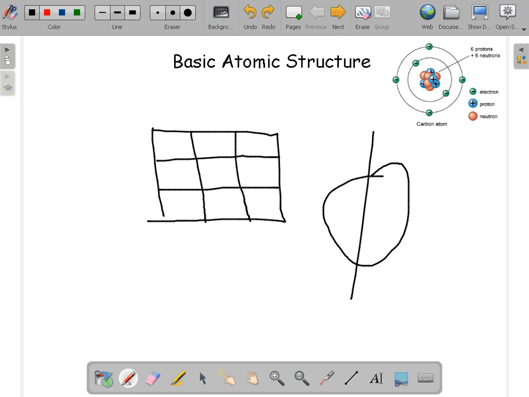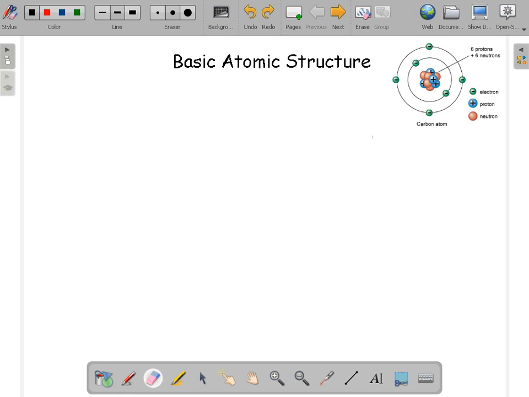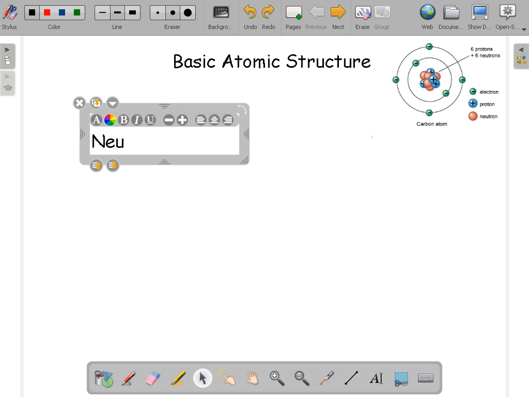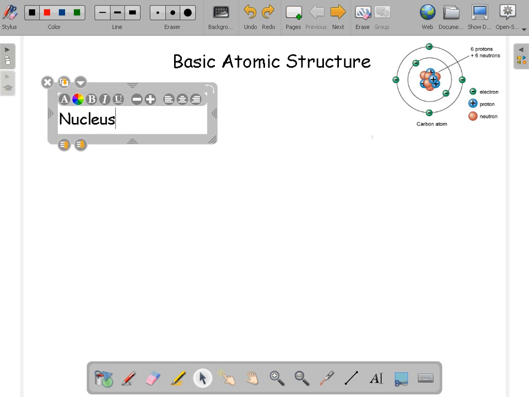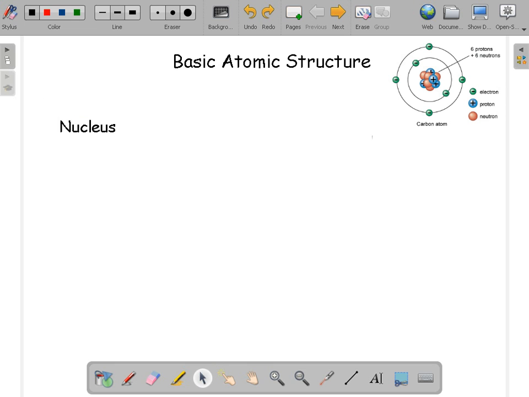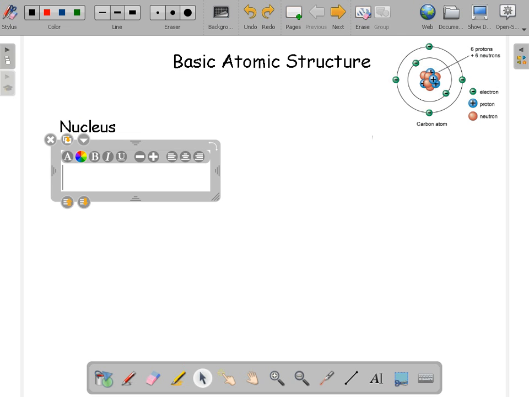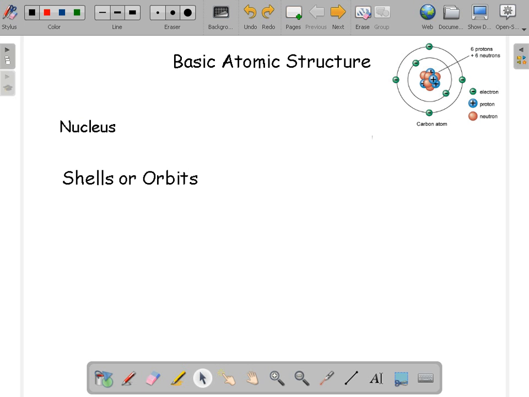So let's do it now. Now, an atom is made up of 2 main parts which we usually talk about. The first part is called the nucleus. And the second part is called shells or orbits. So we have shells or orbits. So these are the 2 main parts of any atom.